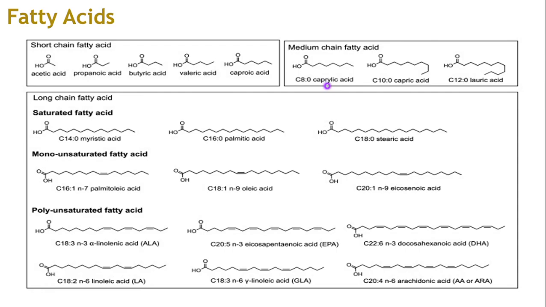What you are seeing here as C8:0 is caprylic acid. The colon 0 here is telling you that there is no double bond. Now we have C10, which is capric acid. As you can see, this is capric acid, but there is a bend here. This bend is not due to the presence of a double bond. You can see that this one is C10:0. There is no double bond here, but yet it has bent.